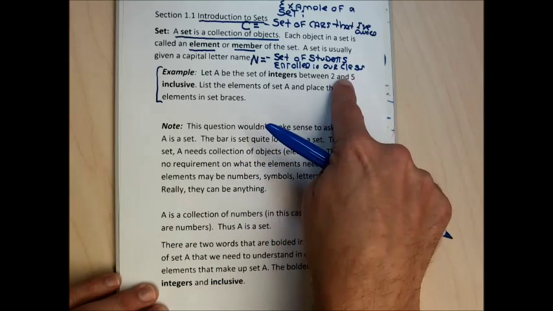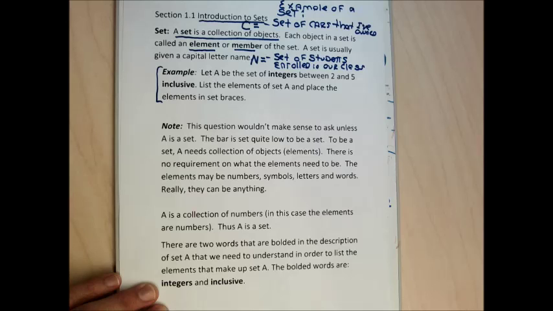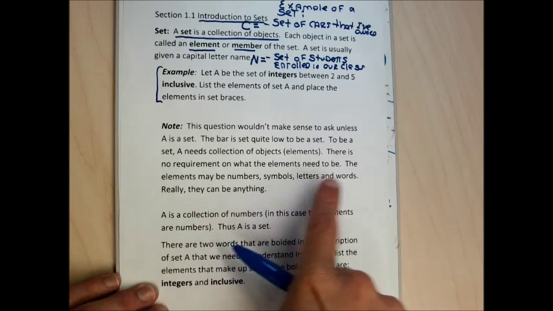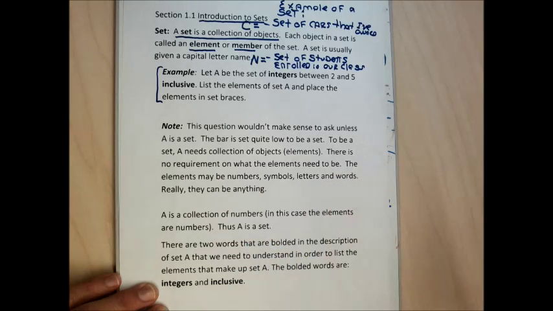There's no requirement on what these elements can be. The elements or objects in the sets can be numbers, students, cars. They can be anything. As long as the set is a collection of objects, then it's going to be a set.